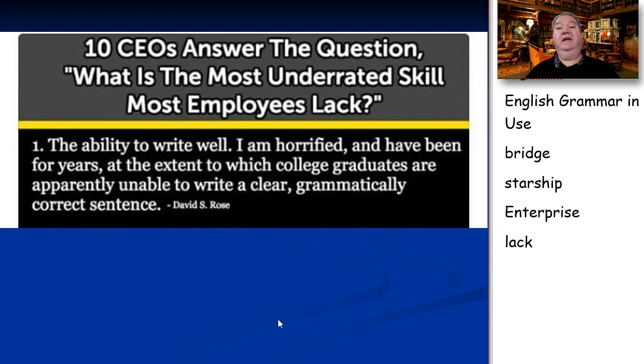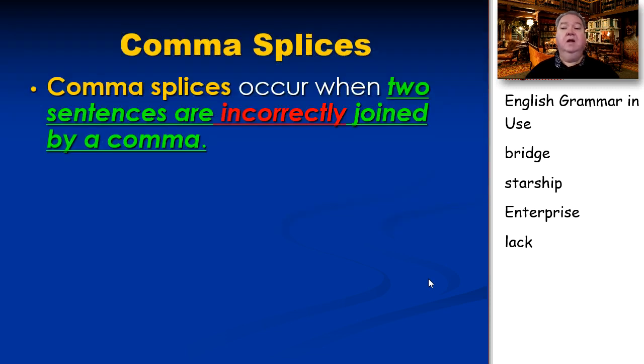Like that article I gave you at the beginning of the semester, the guy who said, I won't hire people who have poor grammar. Here's another example of that, where having good grammar, good writing ability, is extremely important. So let's look at these problems here. The first one we'll start off with is comma splices.